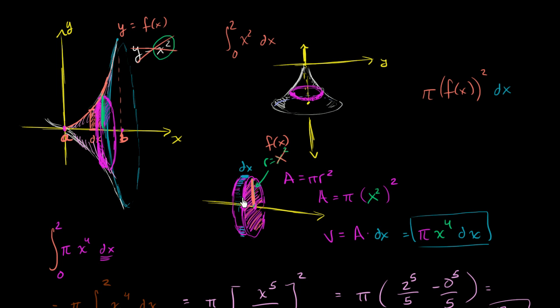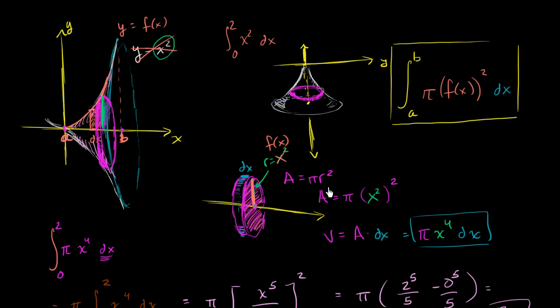And we want to take the sum of all of these disks from a to b. And we're going to take the sum of them and then take the limit as the dx's get smaller and smaller and smaller. And we have an infinite number of these disks. And that means we're just going to take a definite integral. So we're going to take the definite integral of this from a to b. And this right here is the formula that you will often see in a calculus book for using the disk method when you're rotating around the x-axis.